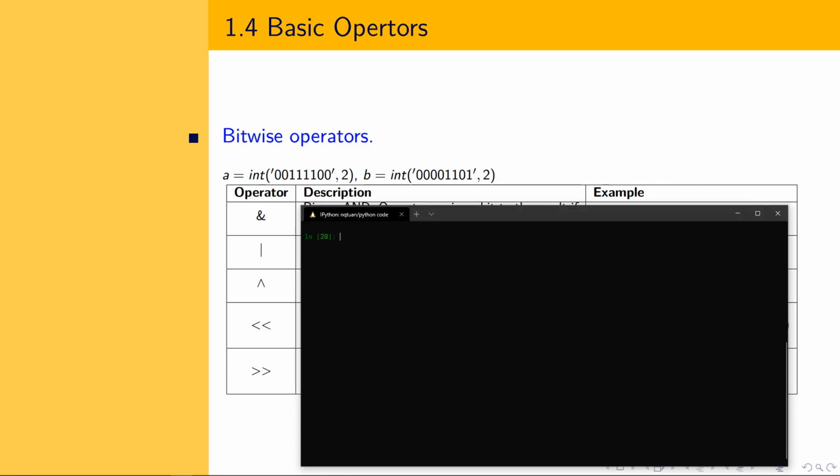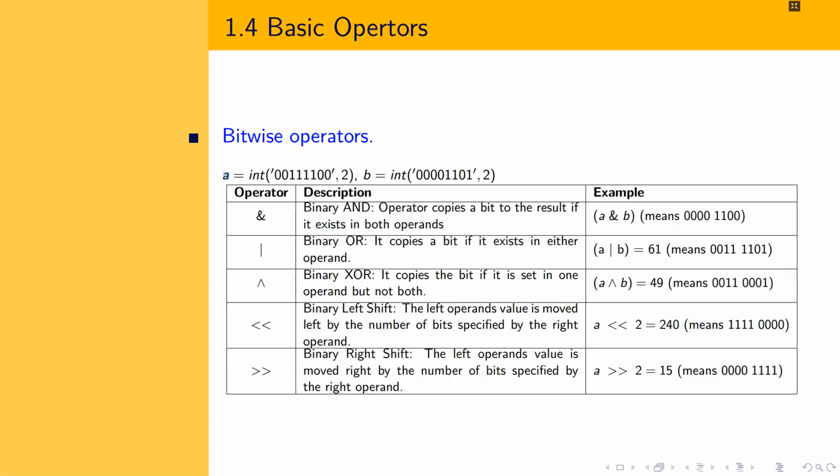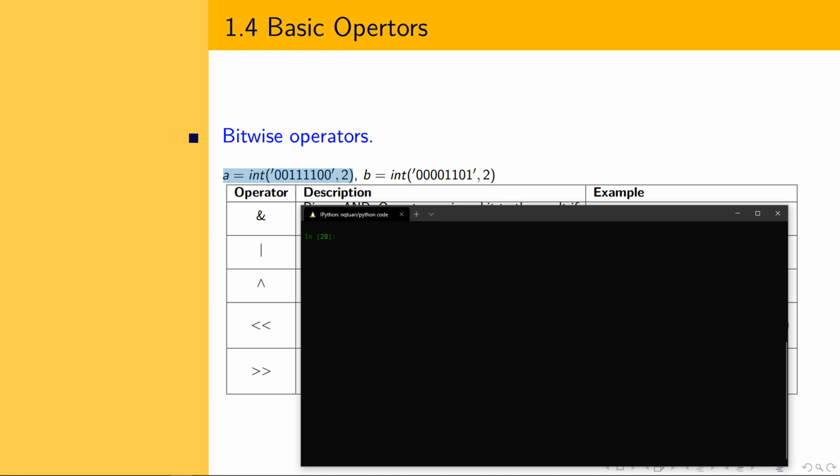Here you can create a number based on the bit value. Let's say you type the int function, and the first input is the bit value of the number and the base 2, and you have A equals to 60. You can do the math yourself to convert the 60 to this bit string and reverse.